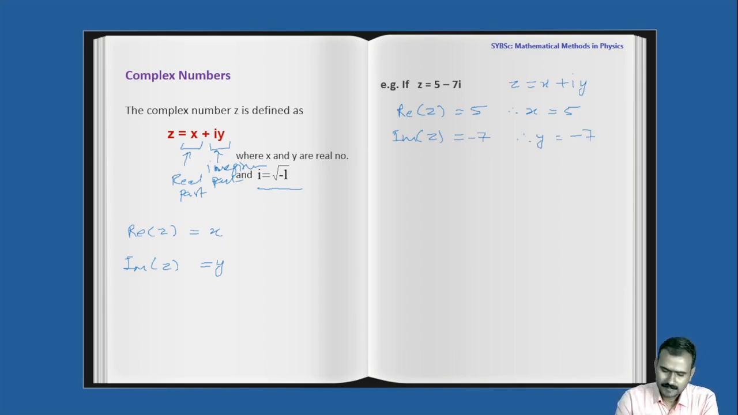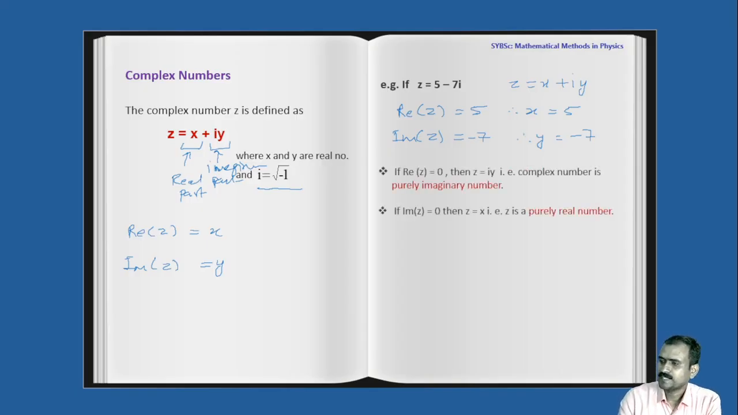Again, if the complex number has its real part equal to 0, then z equals iy, that is, the complex number is purely imaginary. And if the complex number has its imaginary part equal to 0, then z equals x, which means it is a purely real number.